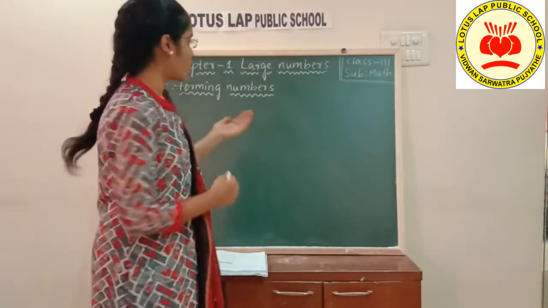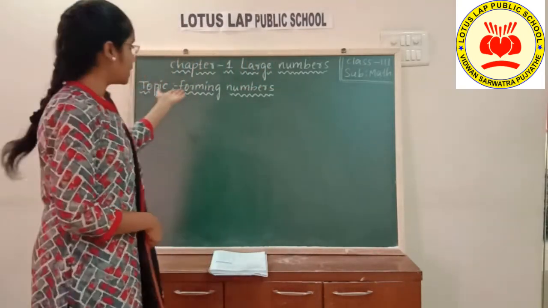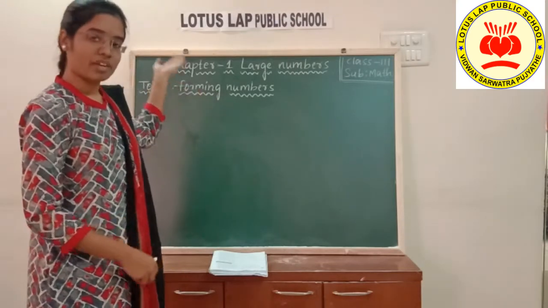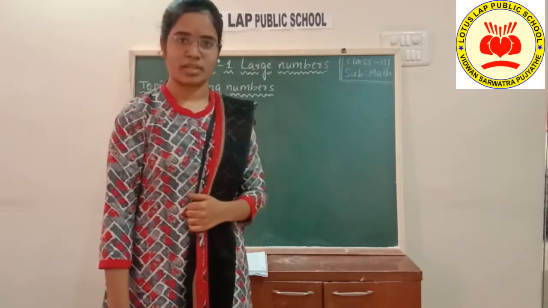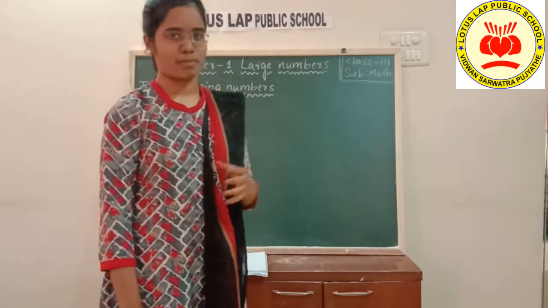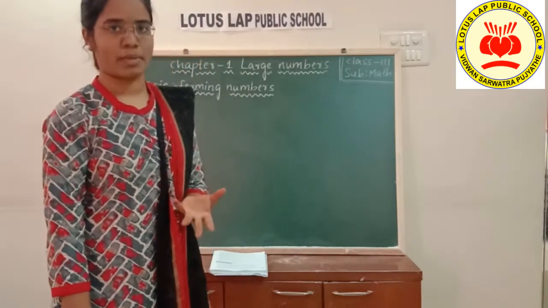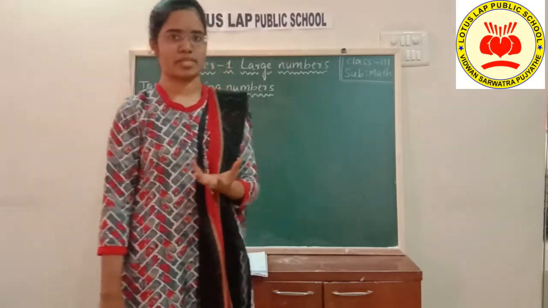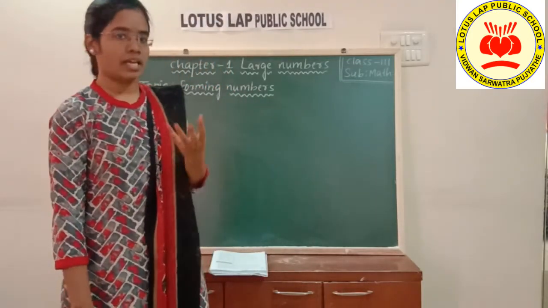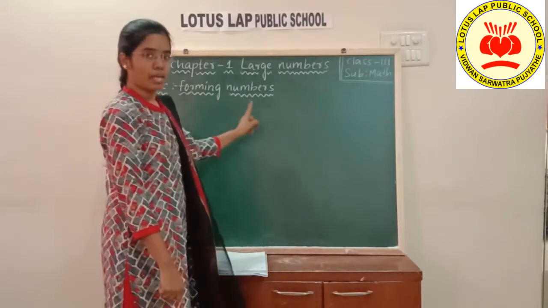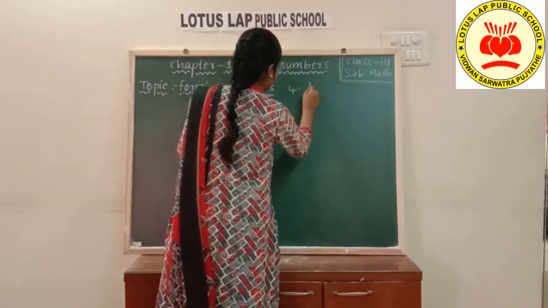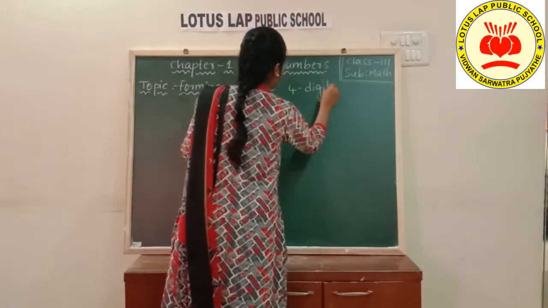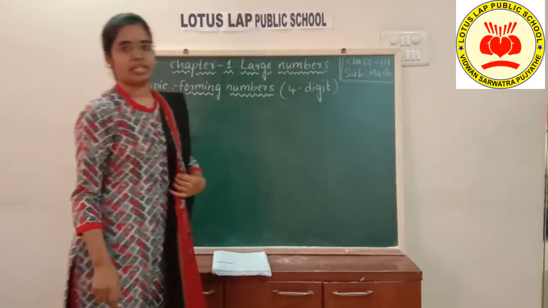Okay, children, today we are going to discuss forming numbers. In the very beginning of the chapter I have told you forming numbers, that is based on blocks. By seeing the blocks or pictures we will be forming a 4-digit number. How to form a 4-digit number I have told you already. Now here the same thing, forming numbers. But forming numbers of how many digits, children? Here the same 4-digit number we have to form.